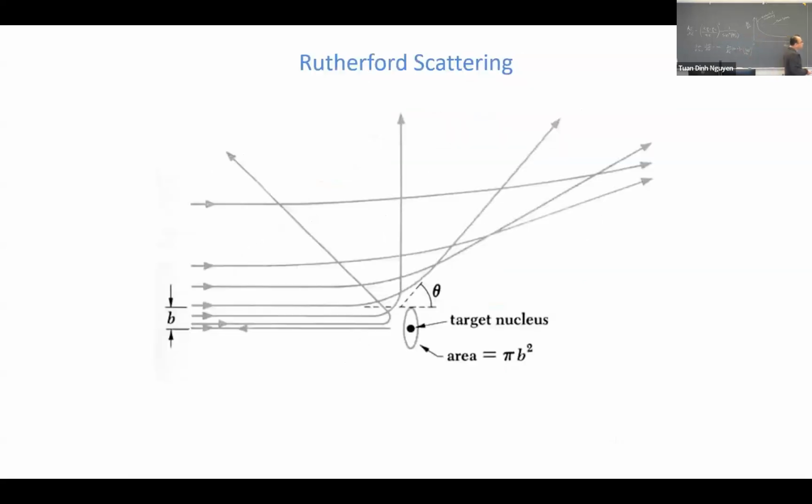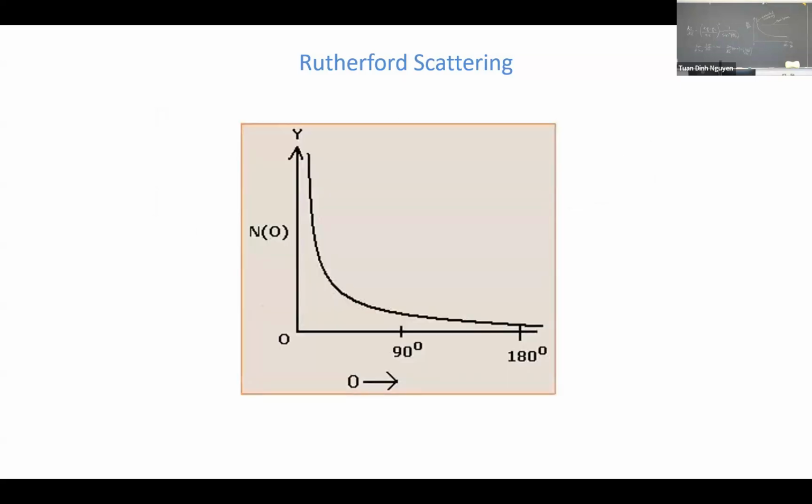So here is the distribution of Rutherford scattering again. Impact parameter b, right? And so get closer and closer down, boom, back scattering. And here's the thing we just plotted here on the board.